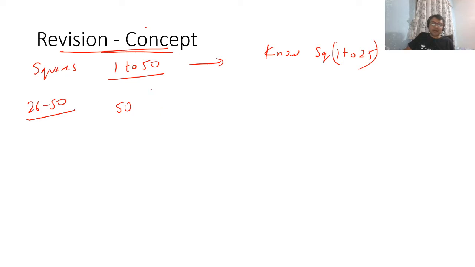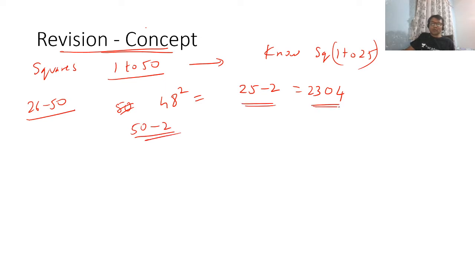For example, if I want to find 48 square, it is 2 less than 50. We said that you have to do 25 minus 2, which is 23, and then write 2 square, which is 04. So 48 square is, as it is 2 less than 50, you do 25 minus 2 and then 2 square to get 2304.